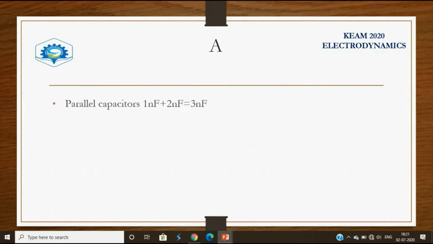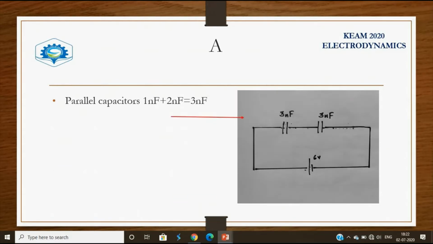Okay. So now we have, in the previous figure, 2 parallel capacitors. So the effective capacitance is C1 plus C2, which is equal to 1 nanofarad plus 2 nanofarad, which is equal to 3 nanofarad. Now the equivalent circuit is given as in the picture. So now we have 2 capacitors of 3 nanofarad, which are connected in series with the battery of 6 volt.